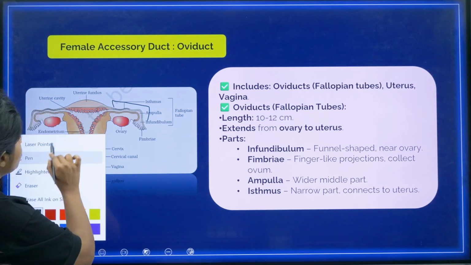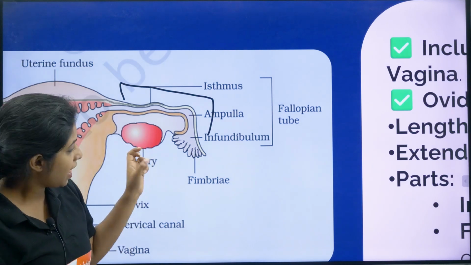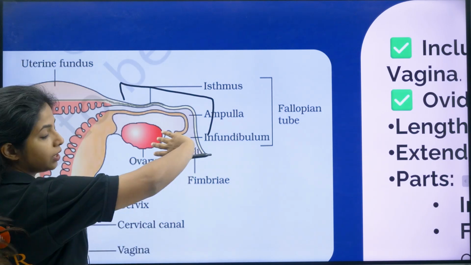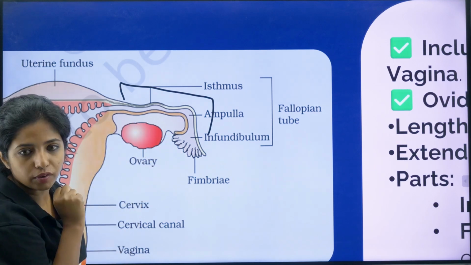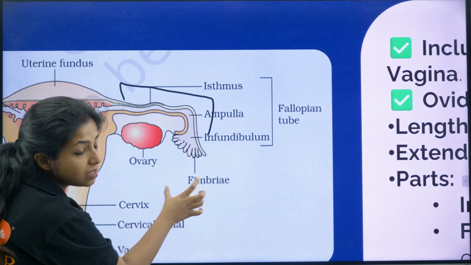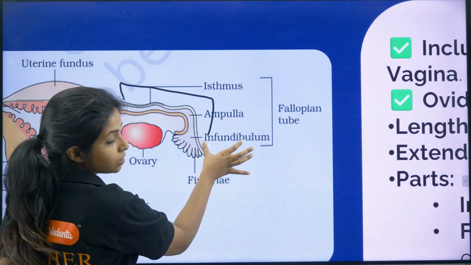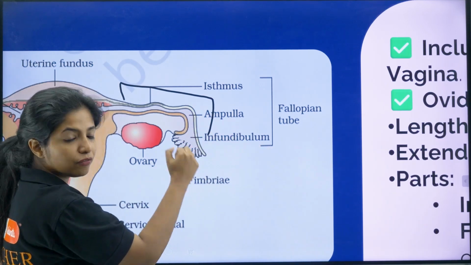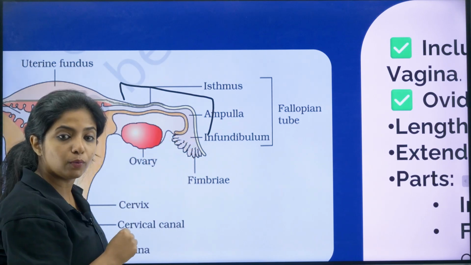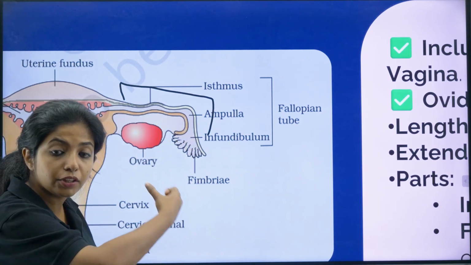Now if I zoom this in, I would be able to explain a lot of things. This is the ovary, and you see finger-like projections out over here. These are the ones that collect the ovum released by the ovary. What do you call this structure? You call this fimbriae, and fimbriae is a part of the oviduct. In the oviduct you have the last region, which you call the infundibulum. So fimbriae is a part of the infundibulum, my dear children. They are finger-like projections of the infundibulum which help in collecting the ovum.